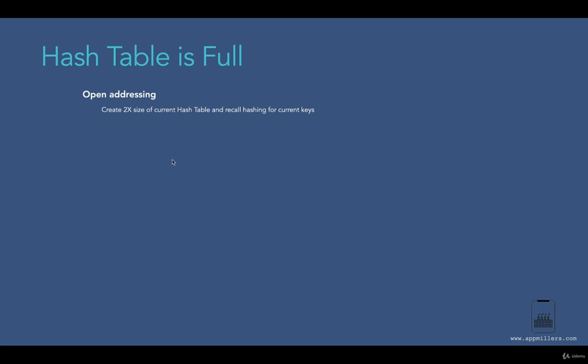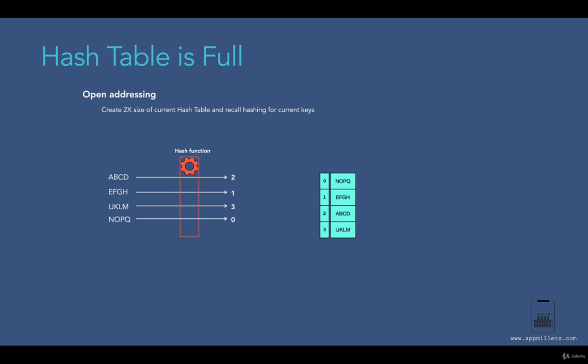Now the next method is the open addressing method. In this case, whenever the hash table is full, we create a table of 2x the size of the current hash table and recall hashing for the current keys. So let's see how this works in practice. Here, let's say we have a hash function like this, and we have calculated the values of these keys using the hash function. After calculation, we have inserted them in the hash table. After insertion, we see that we have only 4 cells in our hash table, and we have inserted 4 strings into it. Now if I want to insert one more string, we can easily see that this hash table is full.